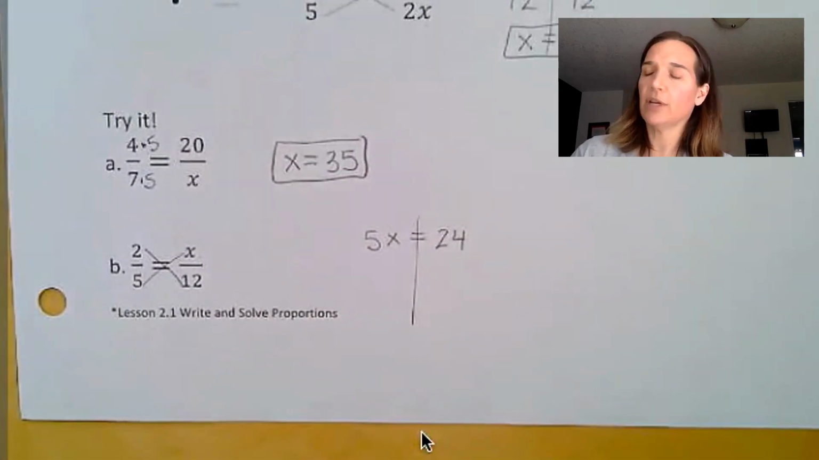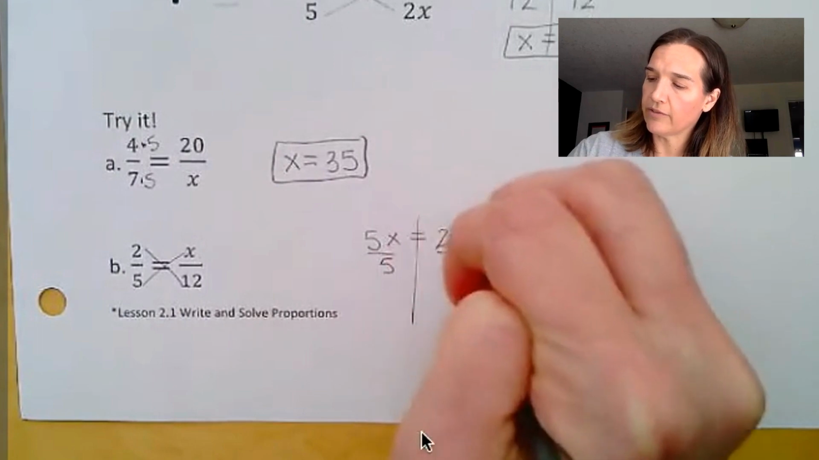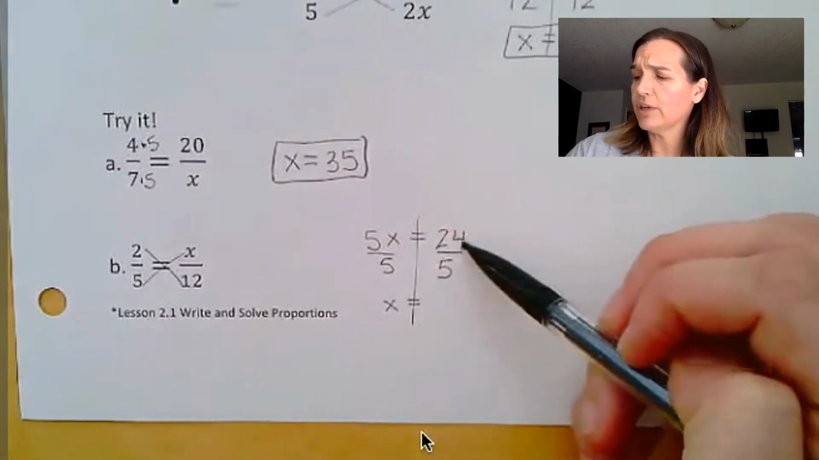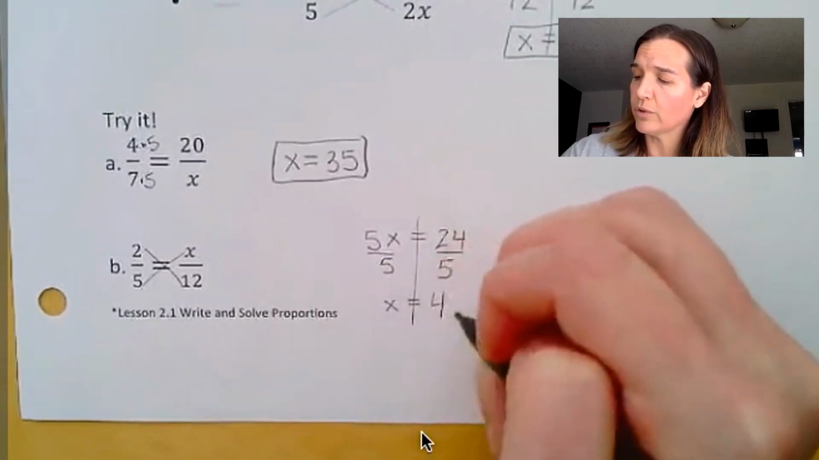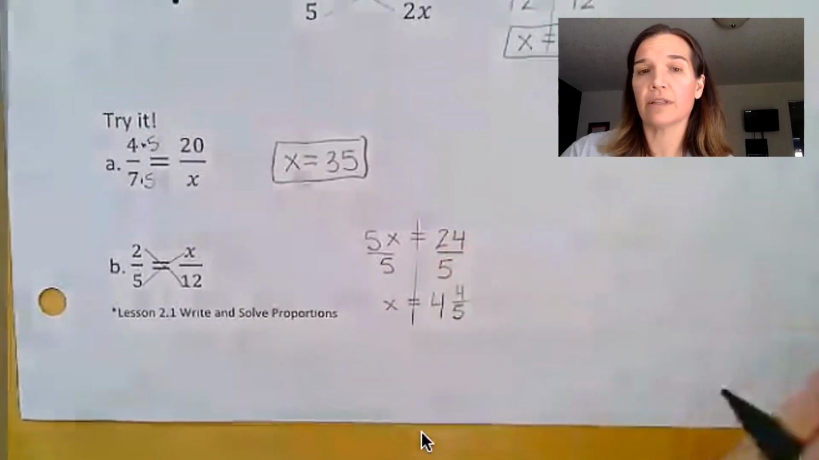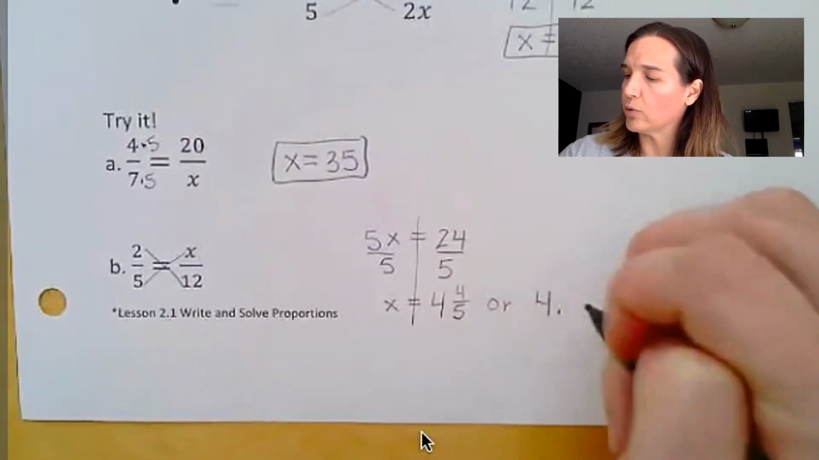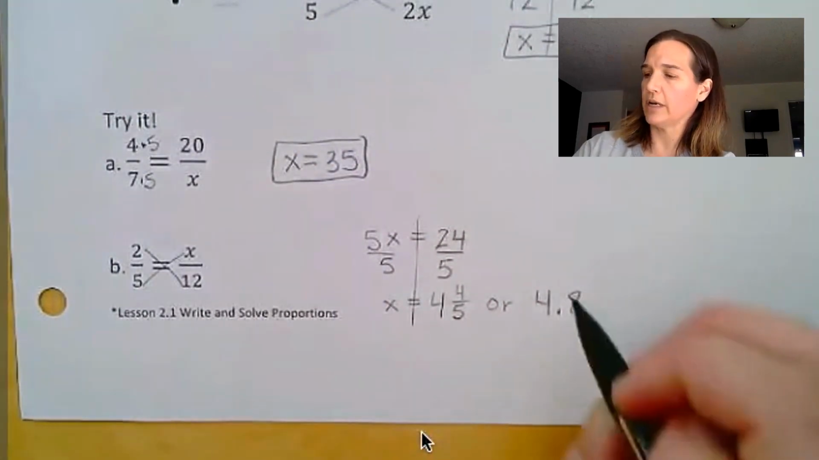Back to that one-step equation. I'm going to divide both sides by 5 to get x by itself. 5 can go into 24 4 times with a remainder of 4, or 4/5 left over. If you wanted to write that as a decimal number, 4.8 would also be correct.